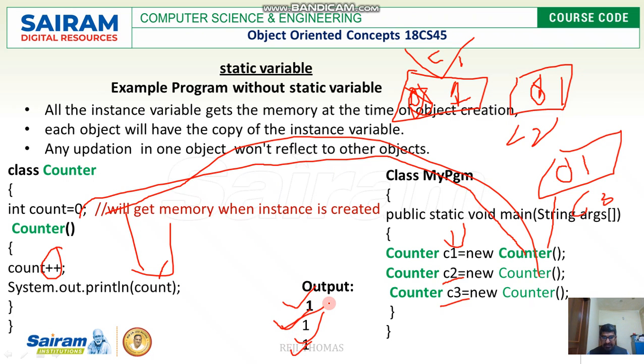So I've initialized, and at the same time I've incremented its value by 1. But what happens? Whatever changes I've made in the first object are not reflected in the second object. Initially everything was 0. When I made changes in the first object, it will never get reflected in the second object, which remains as it is. So this is about the variable without static.